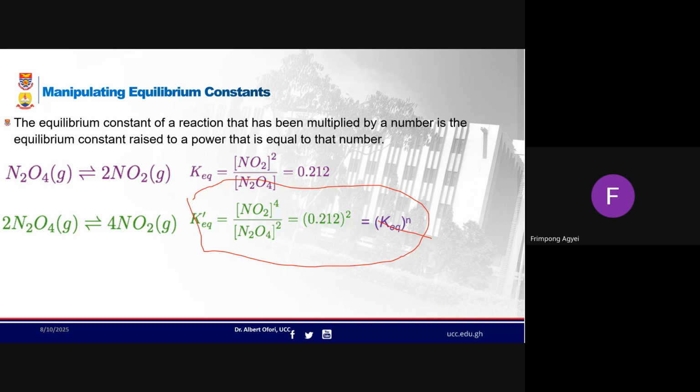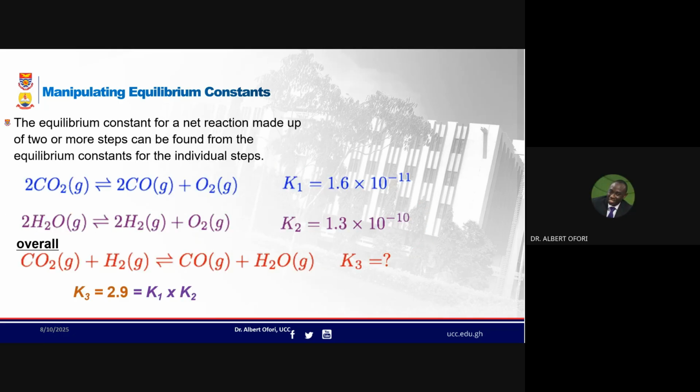Doc, please continue. Okay, so the next one we want to establish is this. If I have two different equations with their own equilibrium constant values, and I sum them to get an overall or net equation, the new equilibrium constant will be a multiplication of these two. Well, how do I prove that?